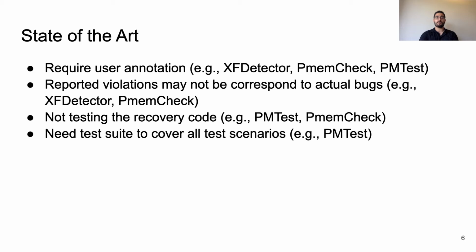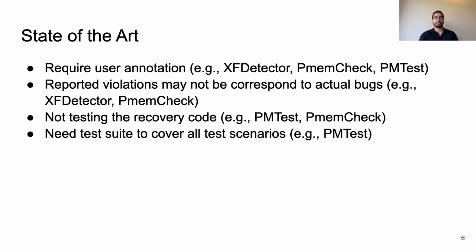Violations they report are with respect to design principles and may or may not correspond to actual bugs. For example, certain tools report that data has not been flushed. However, in some cases, the data will never be accessed by future executions. So the absence of a flush is a false positive that does not represent a real bug in the program.